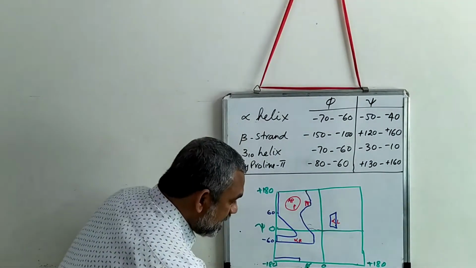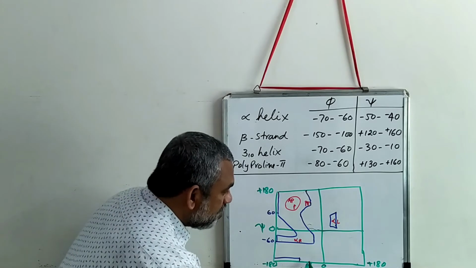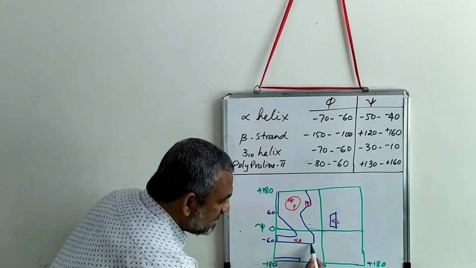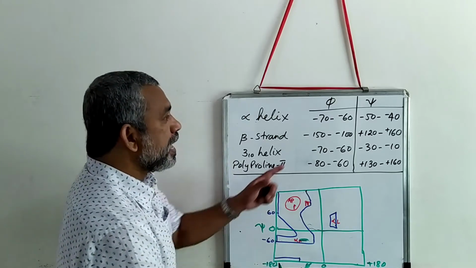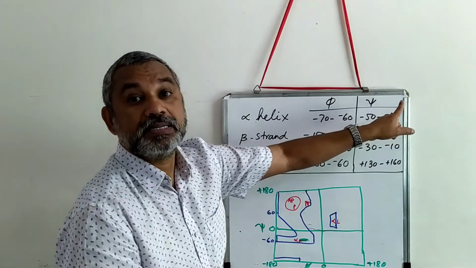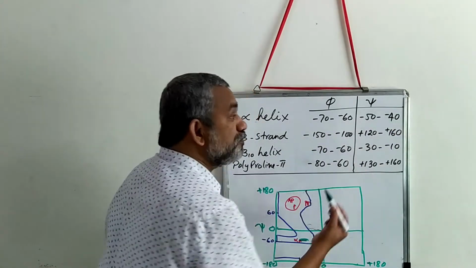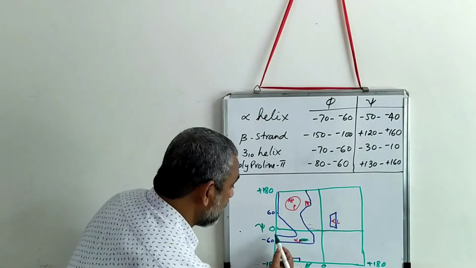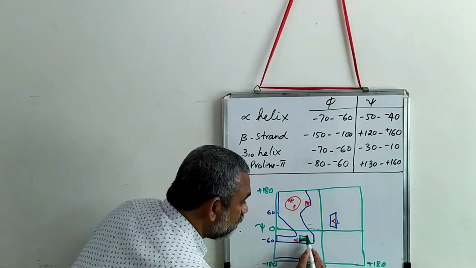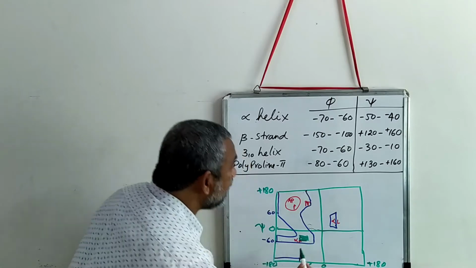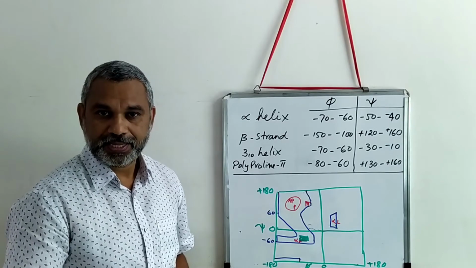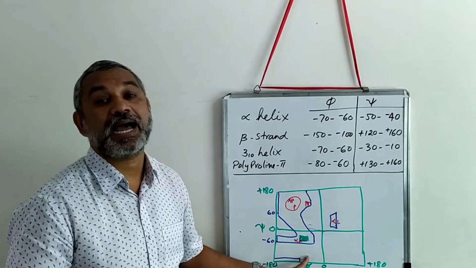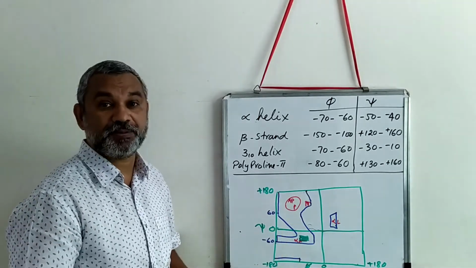So you can see that this is the phi angle of -60 to -70. It may be somewhere around this region, and the psi angle should be -50 to -40, so -52. Therefore, this is the region where the alpha helical structure will be formed. That is, the right-handed alpha helical structure will be formed here.